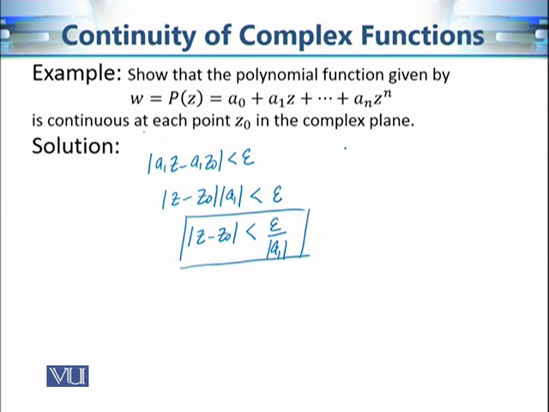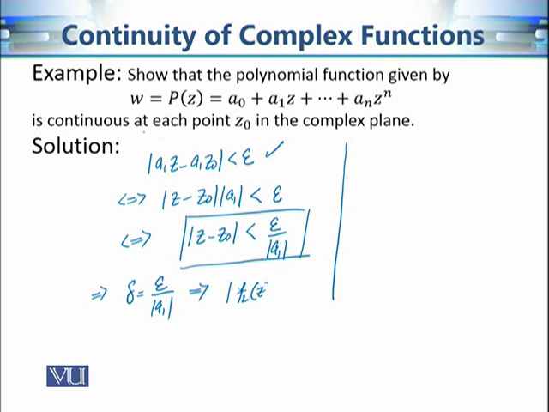Now once again, let's see what we want to find. We want to find a delta such that whenever |z minus z0| is less than delta, then this thing holds. But this thing is logically equivalent to this statement. So this gives us the idea that if we take delta to be epsilon over the modulus of a1, then this quantity will be less than epsilon.